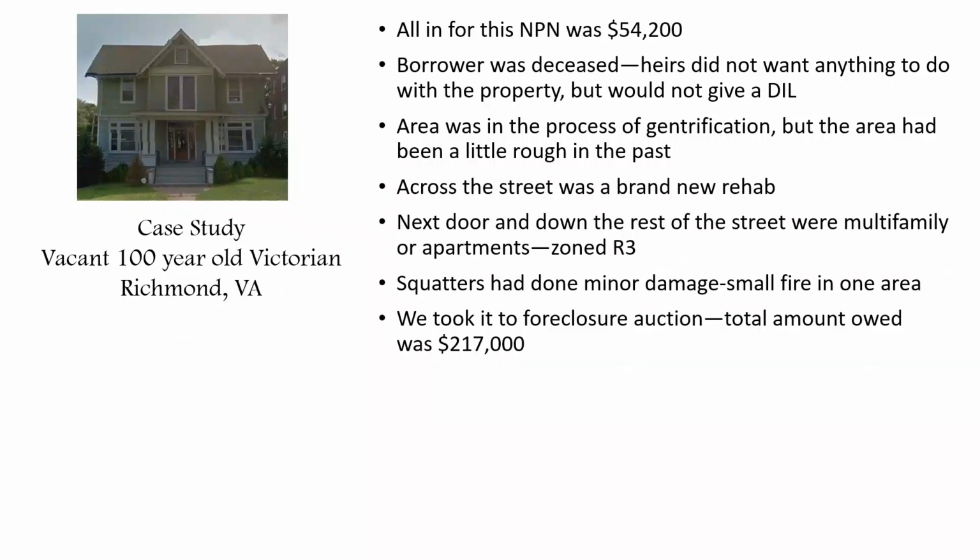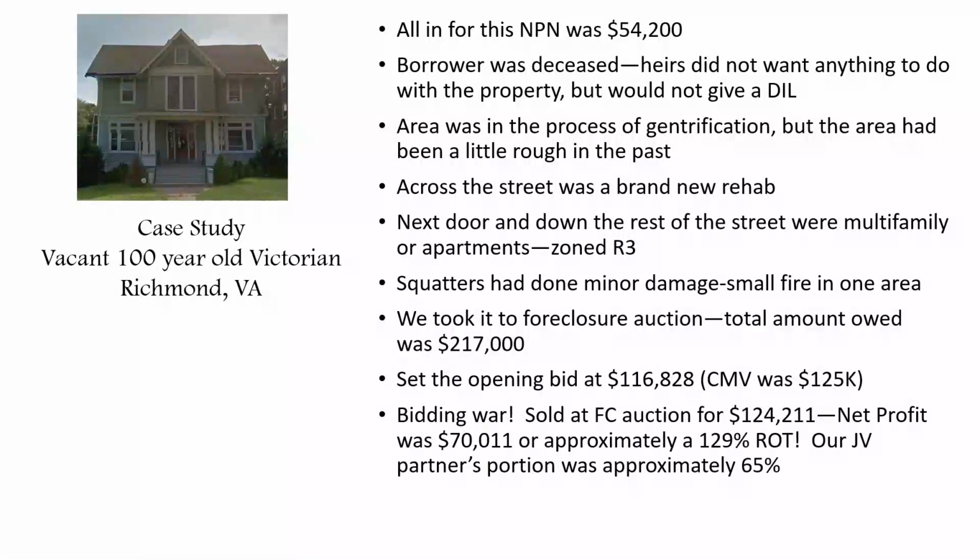We took this property to foreclosure auction. We were owed $217,000. However, remember I told you the current market value was only $125,000, so I wanted to create a bidding war. So we set the opening bid. We as the bank get to do that. We set the opening bid at $116,000 and change. There was a bidding war. We sold this at foreclosure auction for a little over $124,000.